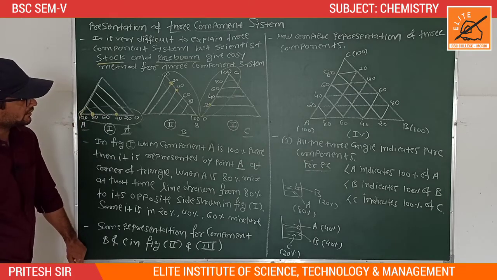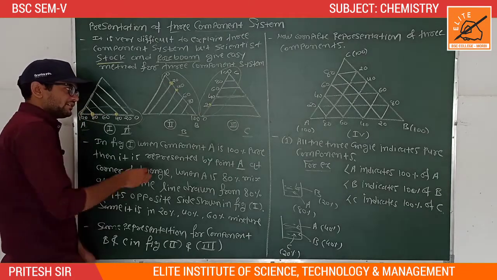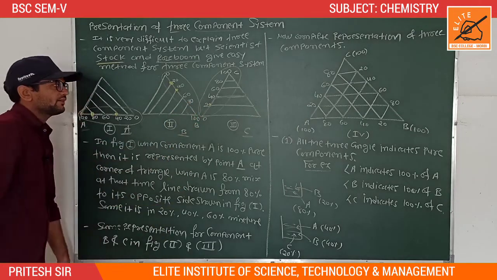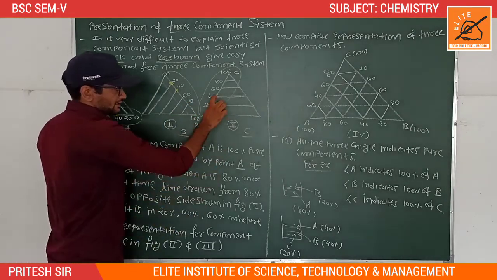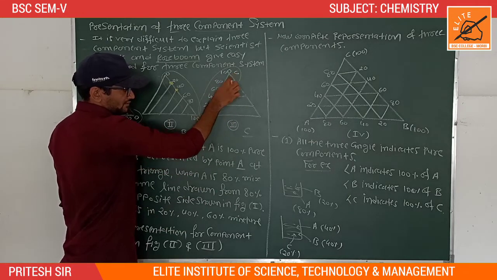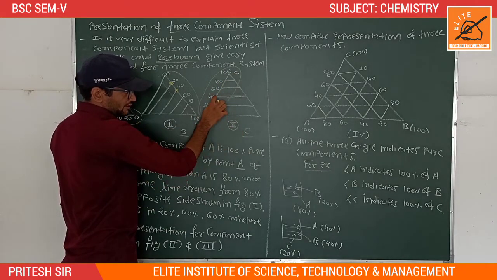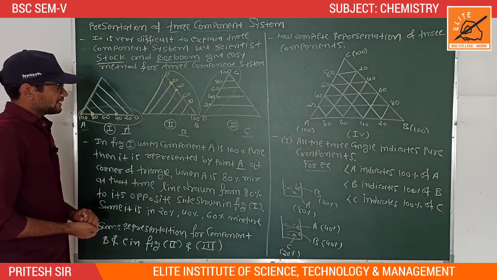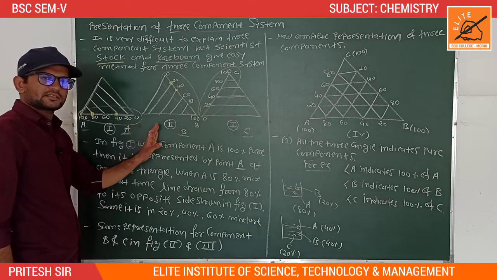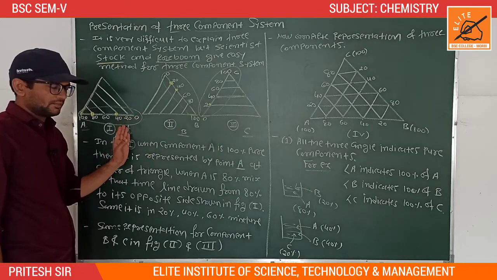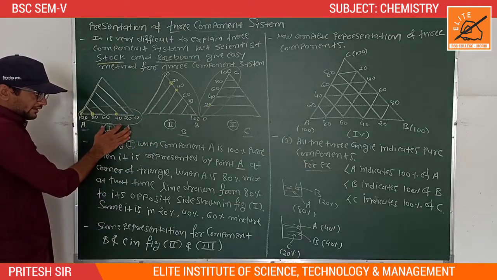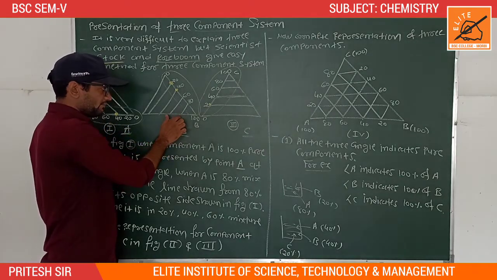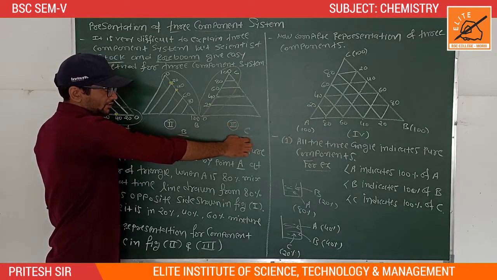Suppose B is 80% at that time. This point indicates the value of B is 80%. And suppose C is 40% at that time. This point indicates the value of component C is 40%. Okay. And so this is the simple representation of different individual components. Here this figure indicates only component A. This is for individual component B, and this one is for individual component C.